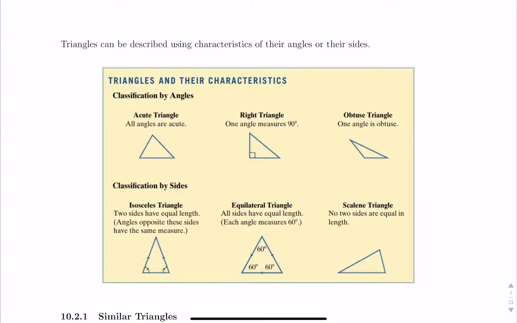We also have classification by sides. An isosceles triangle means that two sides have equal length, and the angles opposite these sides have the exact same measure. An equilateral triangle means that all sides have the same length and each angle will measure 60 degrees. And a scalene triangle means no two sides are equal in length.